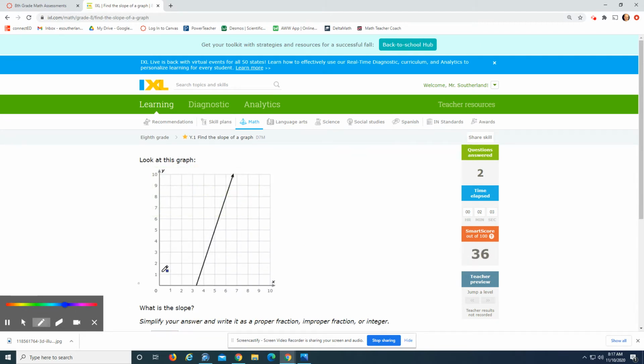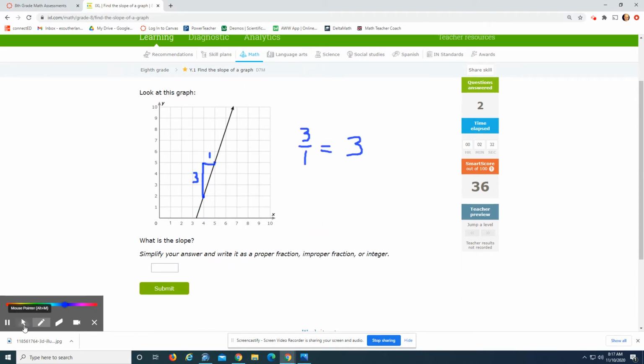Again, same thing. You're going to find spots where it crosses in the corner, right there and right there. We're going to draw a right triangle. We can see that this is 1 and this is 3, so the rise is 3 and the run is 1. And then 3 over 1 reduces to simply 3. You could type in 3 over 1, or you could reduce it and say it's just 3.